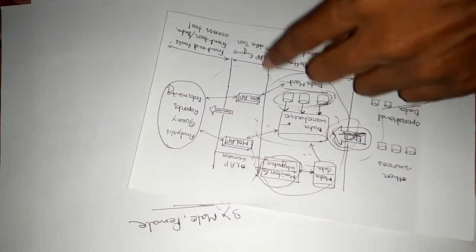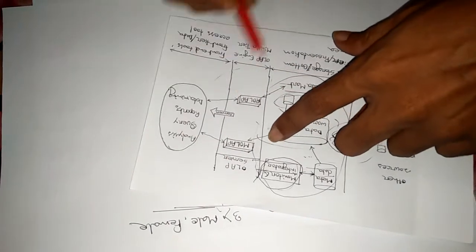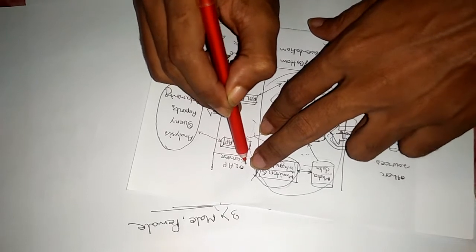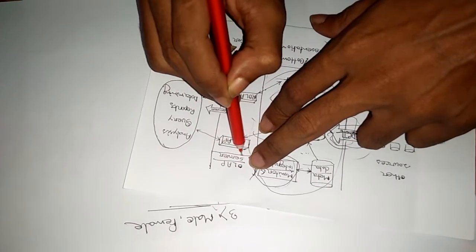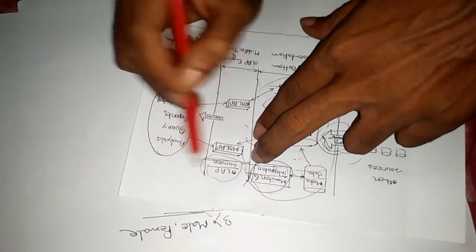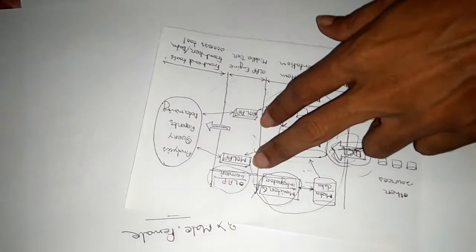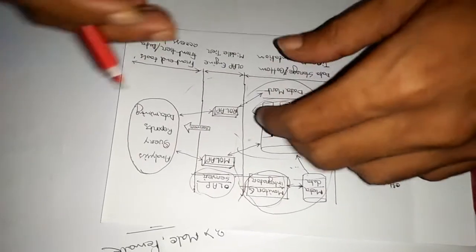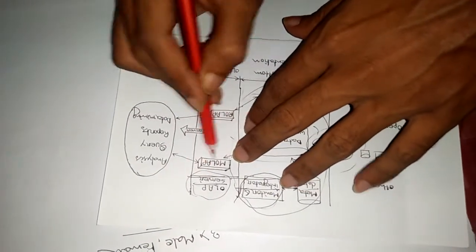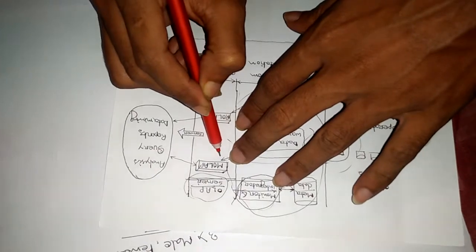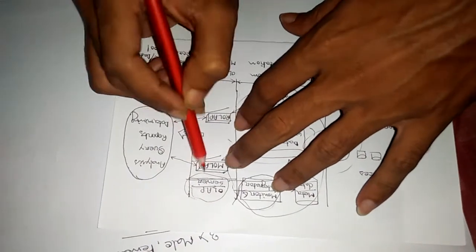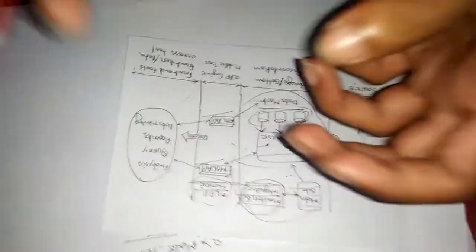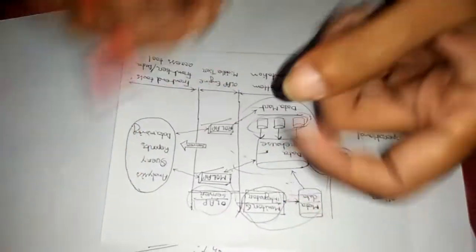Now in this part, we can see that here we have the OLAP server. It has two types of parts: one is MOLAP and the other is ROLAP. What is OLAP? OLAP's full form is online analytical processing server.